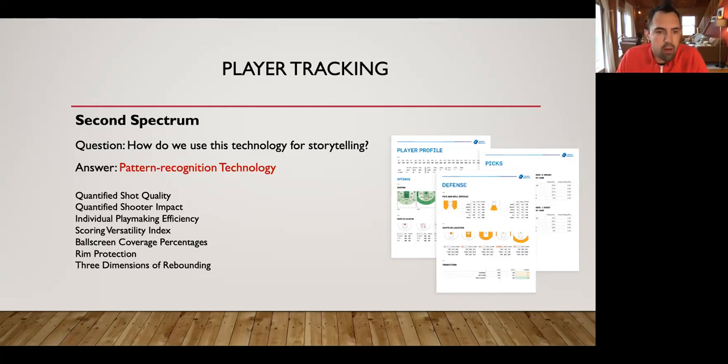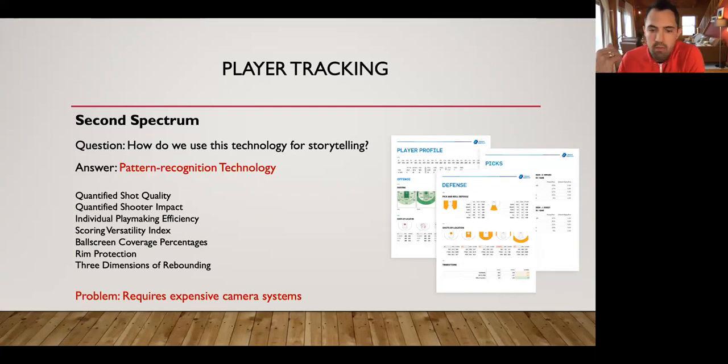Imagine something like quantified shooter impact. You can now talk about a player who takes less contested shots and makes more of them, and compare that to a player who takes more contested shots and makes less of them, and weigh who's a better shooter and what changes need to be made and things like that. So really useful. The ball screen coverage stuff, the rim protection stuff especially, is really, really cool what they can do. But it was cost prohibitive, right?